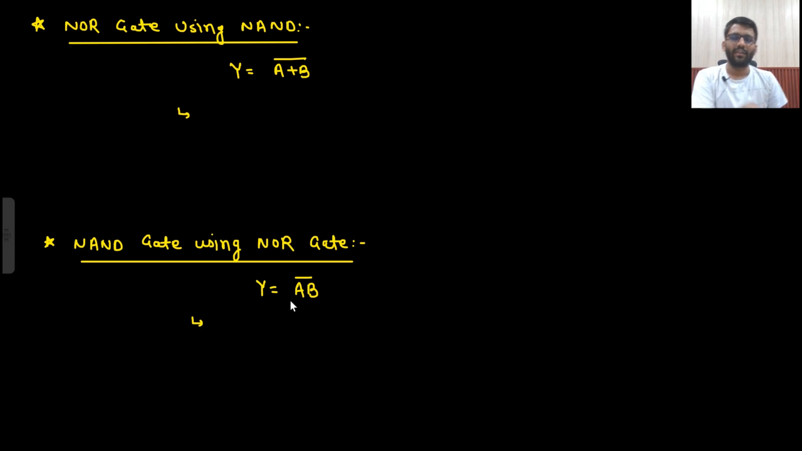Okay. Now let's implement NOR gate and NAND gate using each other, like NOR gate using NAND gate and NAND gate using NOR gate. Very simple, right? What do I need to implement? (A + B) bar. This I need to implement. (A + B) bar, NOR gate using NAND gate. If I need to implement, let's do it again.